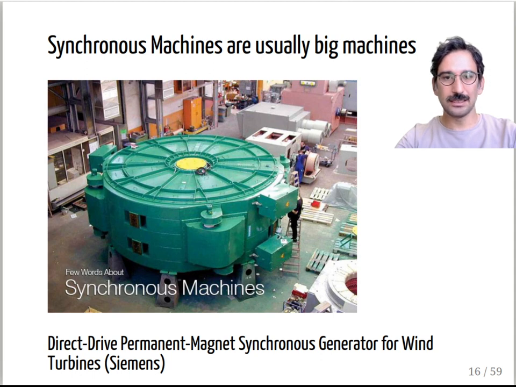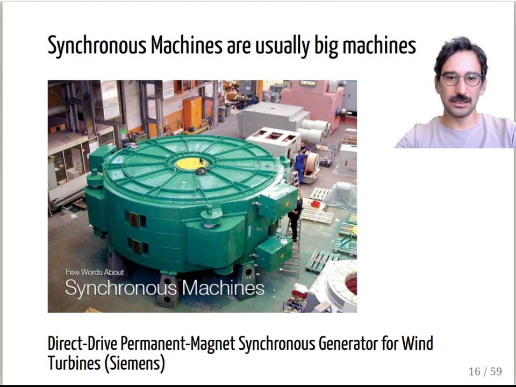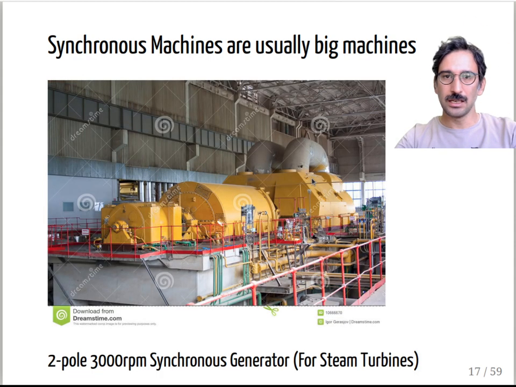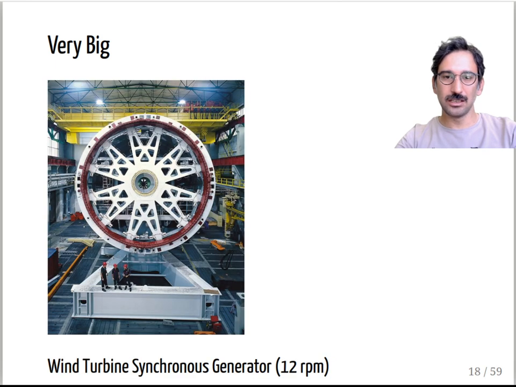So all that thing is to be mounted on a wind turbine, and the wind blades rotate that generator. And again, this is a synchronous generator for a steam turbine. And this is the steam turbine bit, and probably that part is the generator. And that can be even larger. So here again, this is from Enercon.